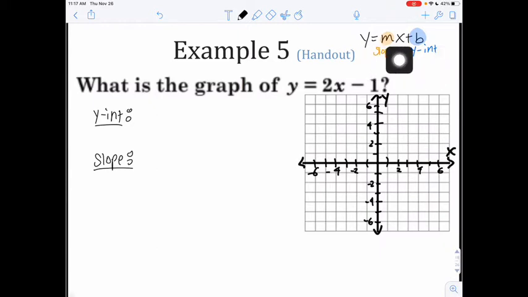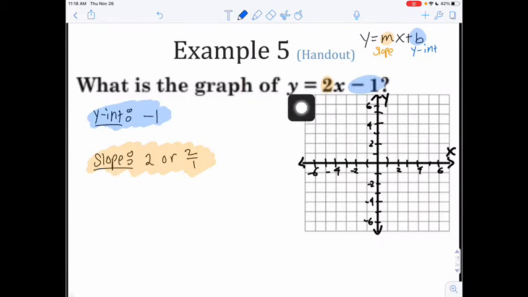Again, I have y equals mx plus b with the reminder of which one's the slope and which one's the y-intercept. Just like when we had the graph and we wanted to make the equation, we're going to start with our y-intercept. We'll plot our y-intercept, and then we will use the slope to plot more points. After color coding the equation y equals 2x minus 1, we have m, our slope, the number in front of x, is going to be 2.